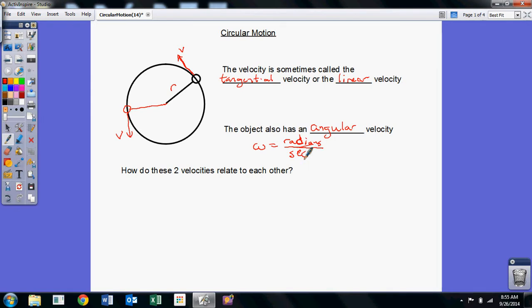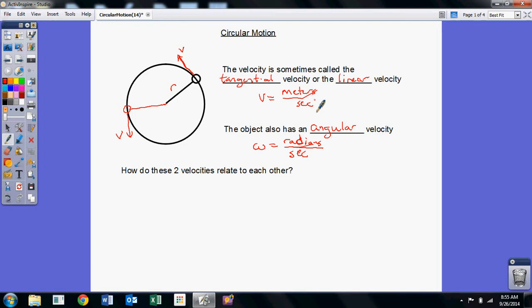The tangential or linear velocity is usually just v. Sometimes you'll see a subscript t on there, but not all that often. And that's usually in meters per second. So one question is, how do these relate to each other?